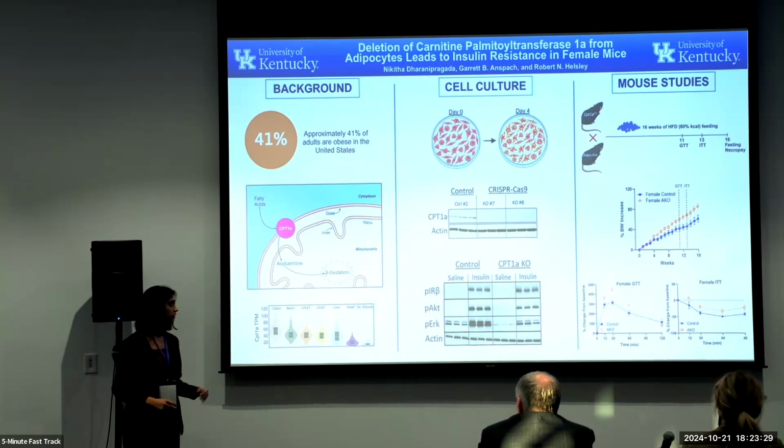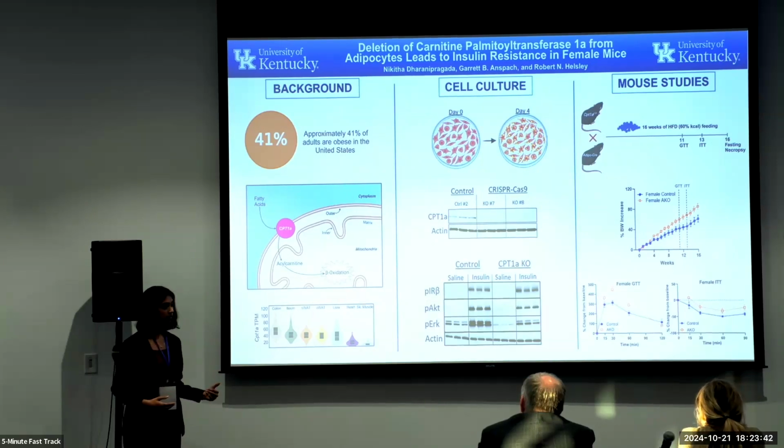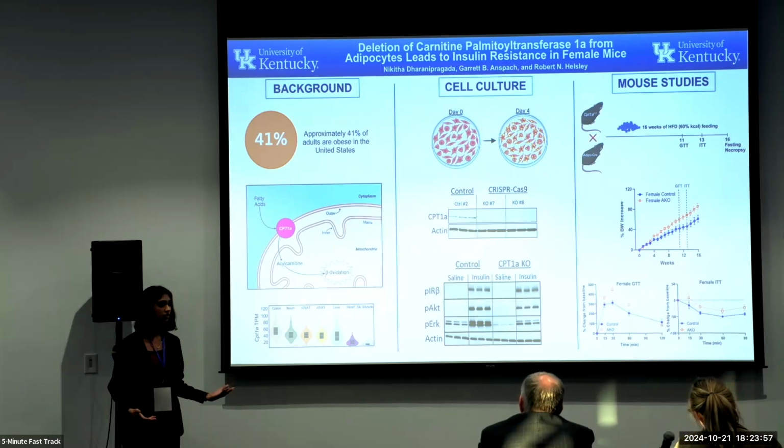We saw that when we treat our cells with insulin, phospho-IR beta, which is the starting protein in our insulin signaling pathway, is similarly stimulated in both our control and our knockout cells. When we go further down this pathway, though, we see that proteins like phospho-AKT and phospho-ERK show less expression in our CPT1A knockout cells compared to our controls. So this impairment in expression shows that there's some insulin resistance happening within our knockout cells.